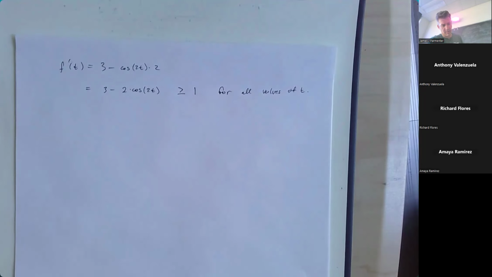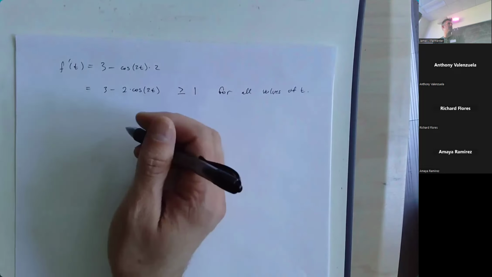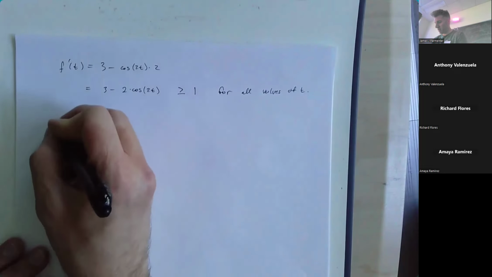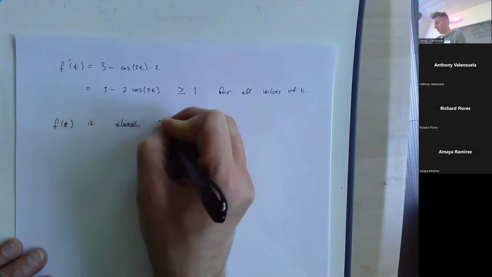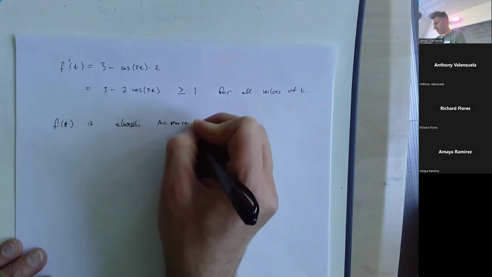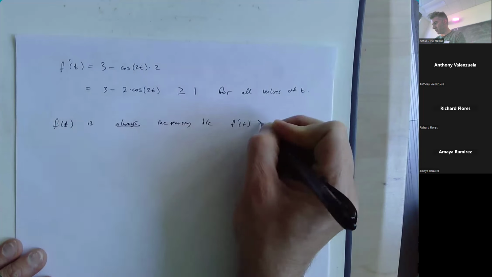Doesn't feel like Rolle's theorem is really what I want to say here. So I don't love the use of Rolle's theorem personally. I would say f of t is always increasing because f prime of t is greater than 0 for all t.